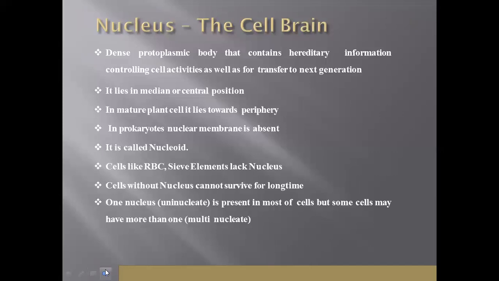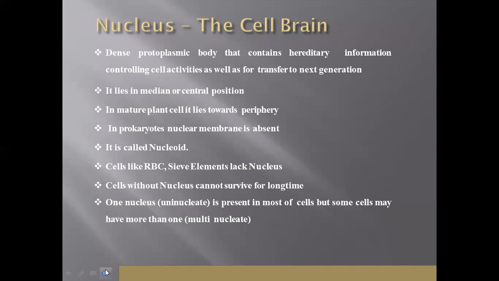Now moving ahead. As we have discussed in part 1, the cell is divided into 3 parts: the cell wall, nucleus, and cytoplasm. We have finished with the cell wall, plasma membrane, and now we'll discuss the nucleus, the cell brain. Dense protoplasmic body that contains hereditary information, controlling cell activities as well as for transfer to next generation. It lies in median or central position.